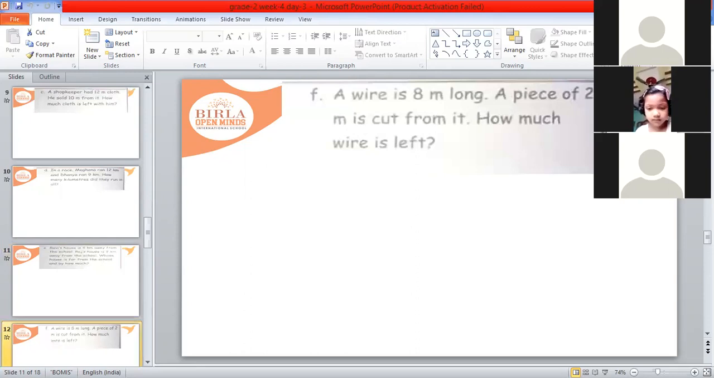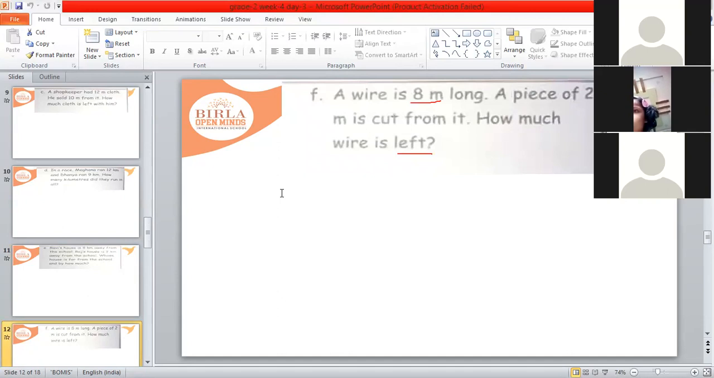Yes, children. Now next, bit number F. A wire is 8 meters long. A piece of 2 meters is cut from it. How much wire is left? So the length of the wire is 8 meters and 2 meters is cut from that wire. Now they are asking how much wire is left.